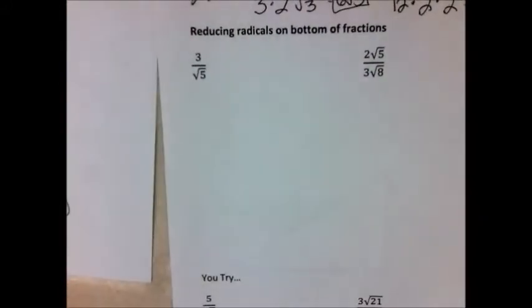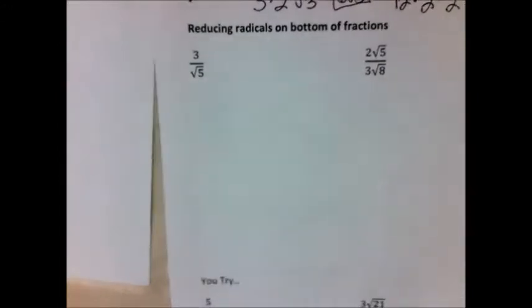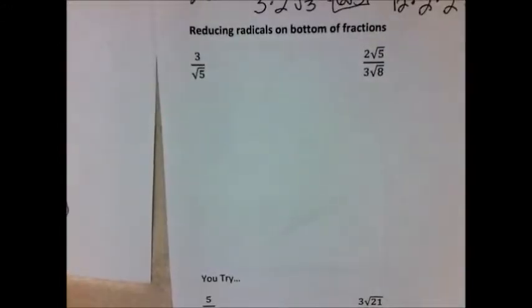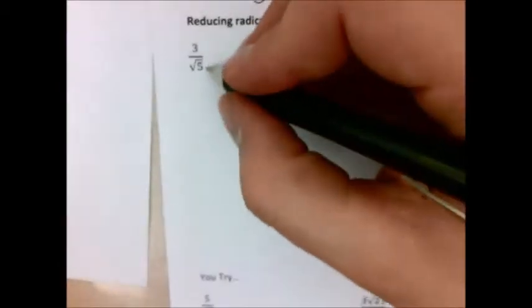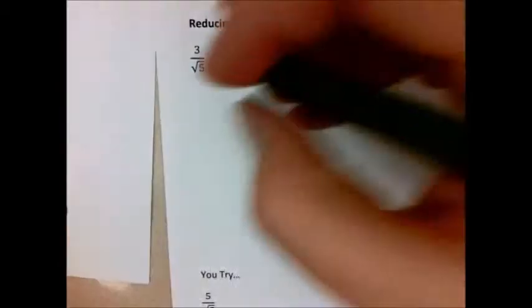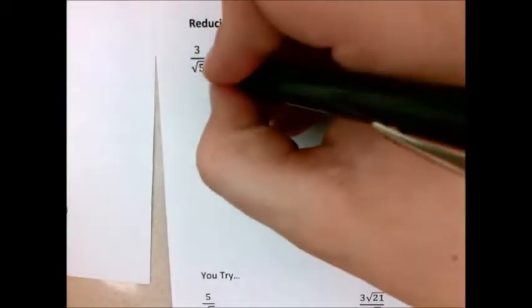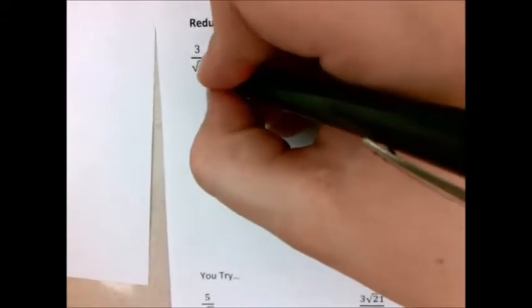Alright, sometimes we have radicals on the bottom of fractions. Now, it's improper to leave them like that. So I'm going to teach you guys how to get rid of that. What we're going to be doing is multiplying the bottom and the top by the radical that we're trying to get rid of. In this case, we're trying to get rid of the square root of 5 on the bottom. So we multiply by square root of 5 on the bottom. But what we do to the bottom, we also have to do to the top.